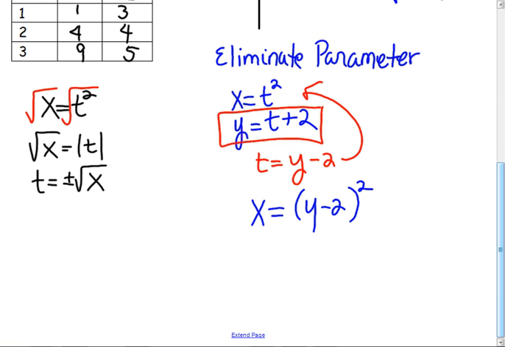And then now I can substitute this equation. So y is equal to plus or minus the square root of x plus 2. One is the top branch, and one is the bottom branch. That's why the plus and minus is. It is not a function.